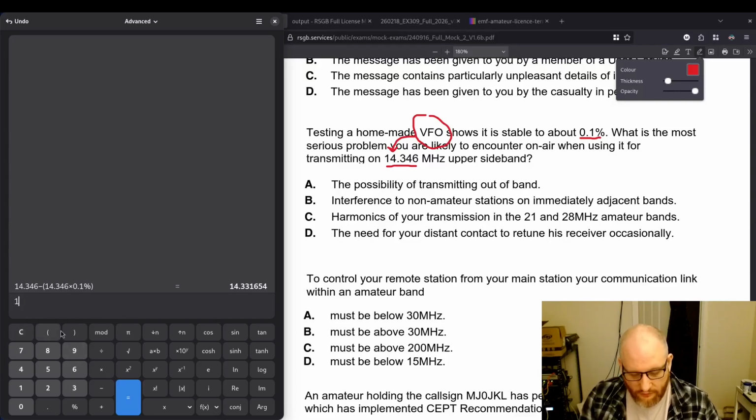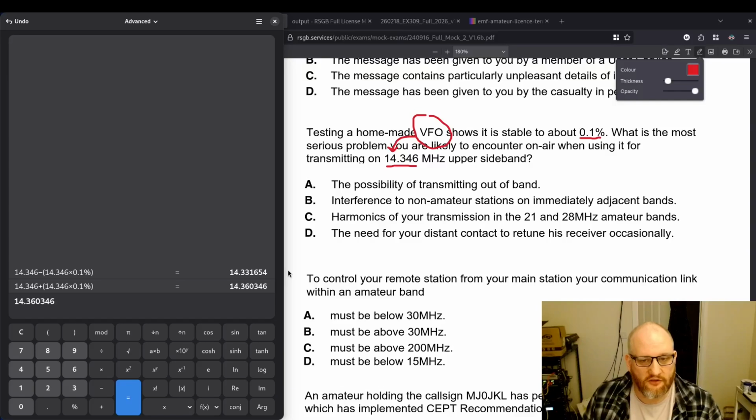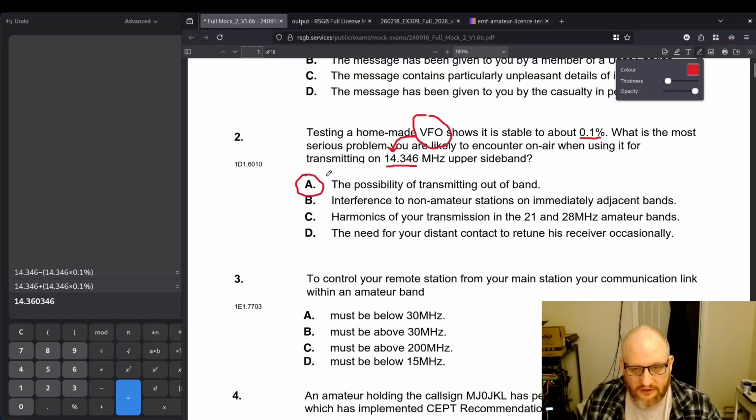Let's try going above. 14.346 plus 14.346 times 0.1%. And that gives us 14.360. Now, for the UK amateurs, our 20 meter allocation actually ends at 14.350. So, with this VFO, with this tolerance, there is a very real possibility we could end up transmitting out of band. Let's look at some of the other answers though, because some of them do look like they could make sense.